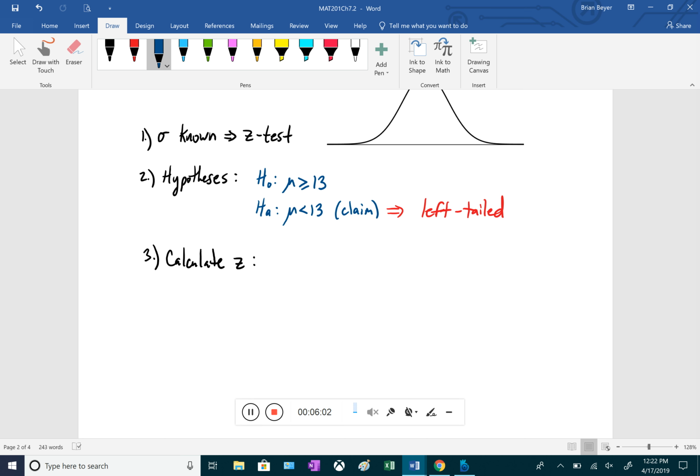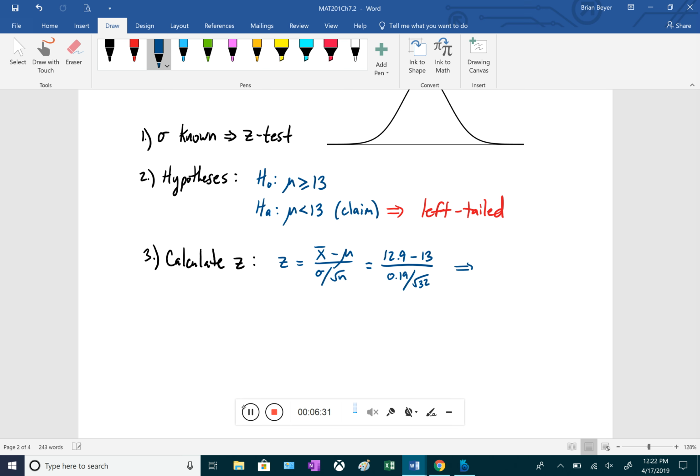That's going to be our usual formula: Z equals x bar minus mu over sigma divided by the square root of n. We have all these numbers, so we're going to plug them in. It's going to be 12.9 minus 13. The mu that we're plugging in here is the hypothesized mean in the question, which is 13. And divided by 0.19 over the square root of 32.